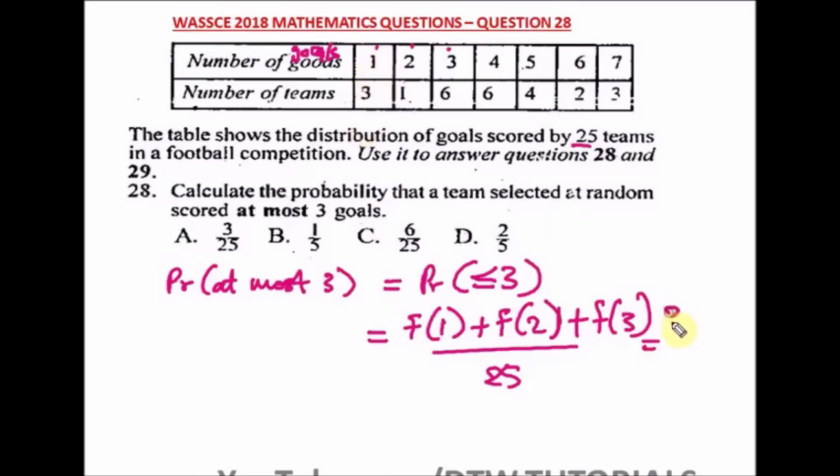How many are they? They are 3, plus the ones that scored 2 goals. How many of them are in the team that scored just 1? Plus the ones that scored 6 goals, how many of them? They are 6. So we have this plus this over 25. And what do we have here? 3 plus 4, that will give us what?